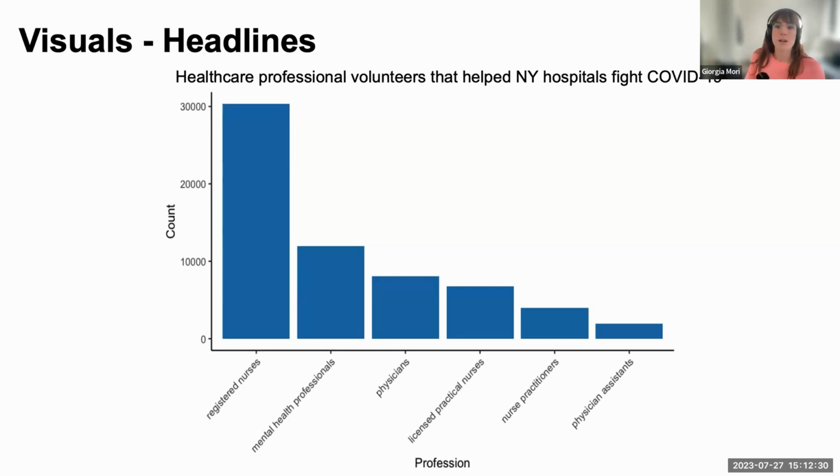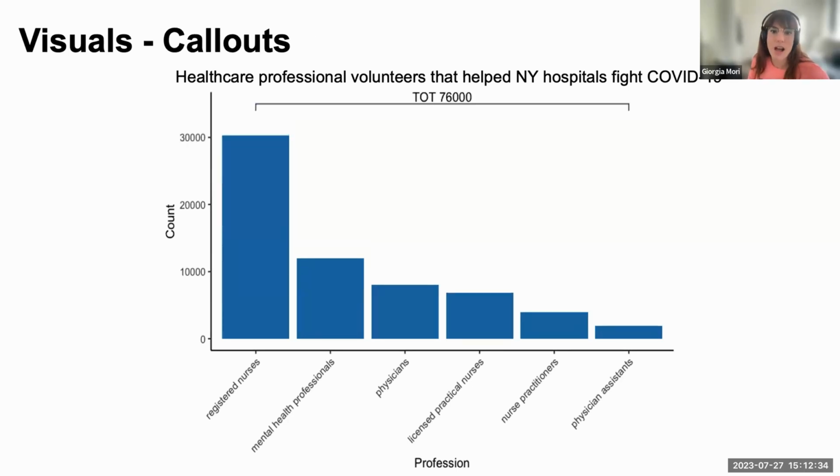And maybe I want to add something more. Maybe I want to show you the total number of volunteers. So I can add what we call a callout. And we can now see that a total of 76,000 professionals have helped in fighting the pandemic.